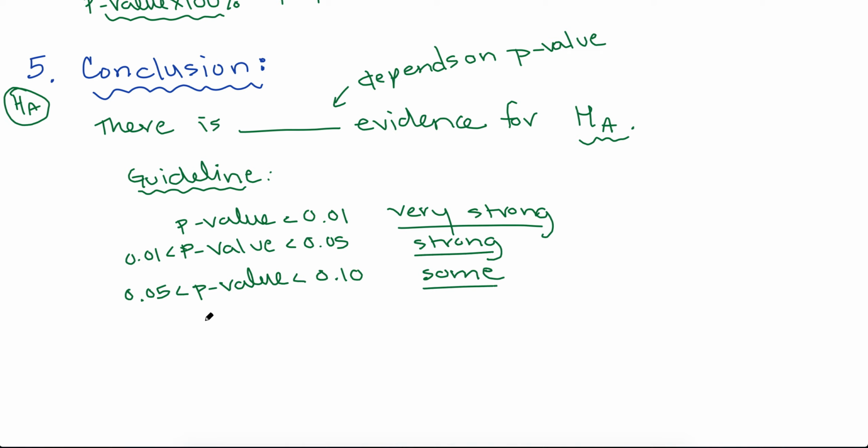And then finally, if we have a p-value that's pretty large, anything over 10%, that's like saying if the null's true, we have more than a 10% chance of seeing our data. We're going to say that's often enough that we can't rule out the null, and we don't have any evidence for our research claim. So I'll say little to no evidence for HA.